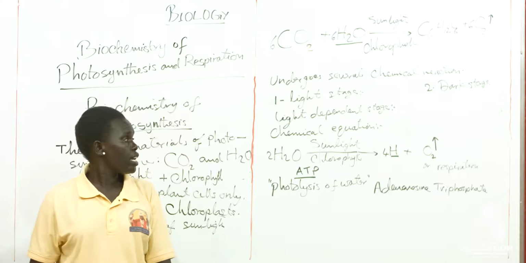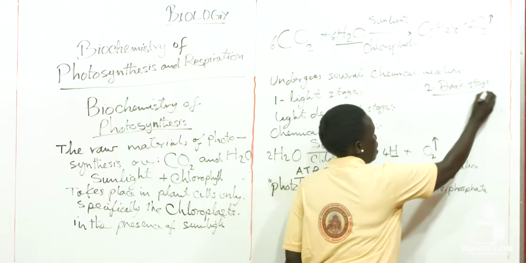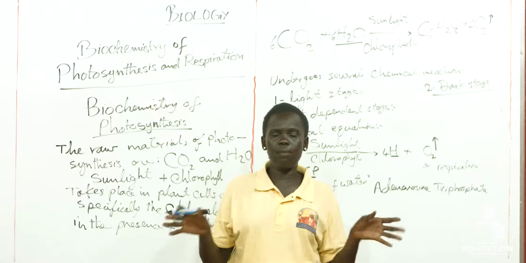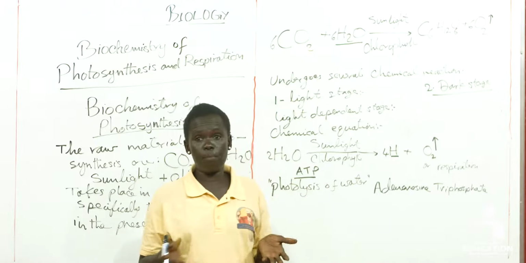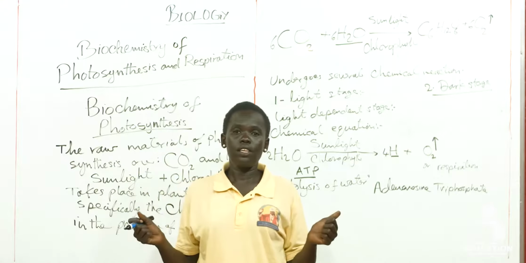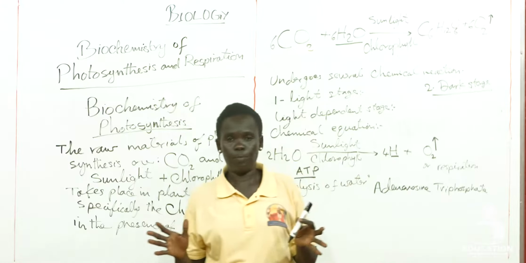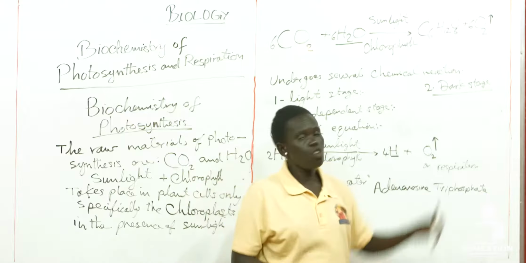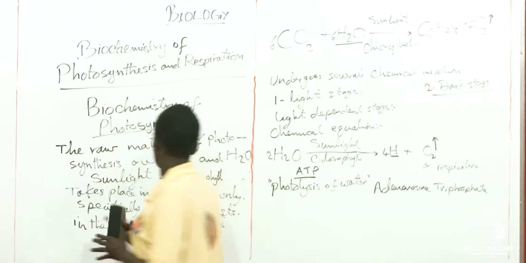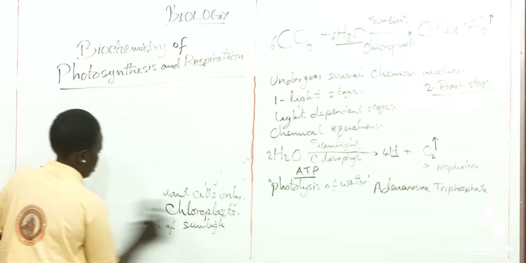Let's come to the second stage, which is the dark stage. This dark stage takes place all the time. That means it doesn't have a specific time because it doesn't depend on light. So anytime the reaction here can occur. That's why this stage is known as the light independent stage.